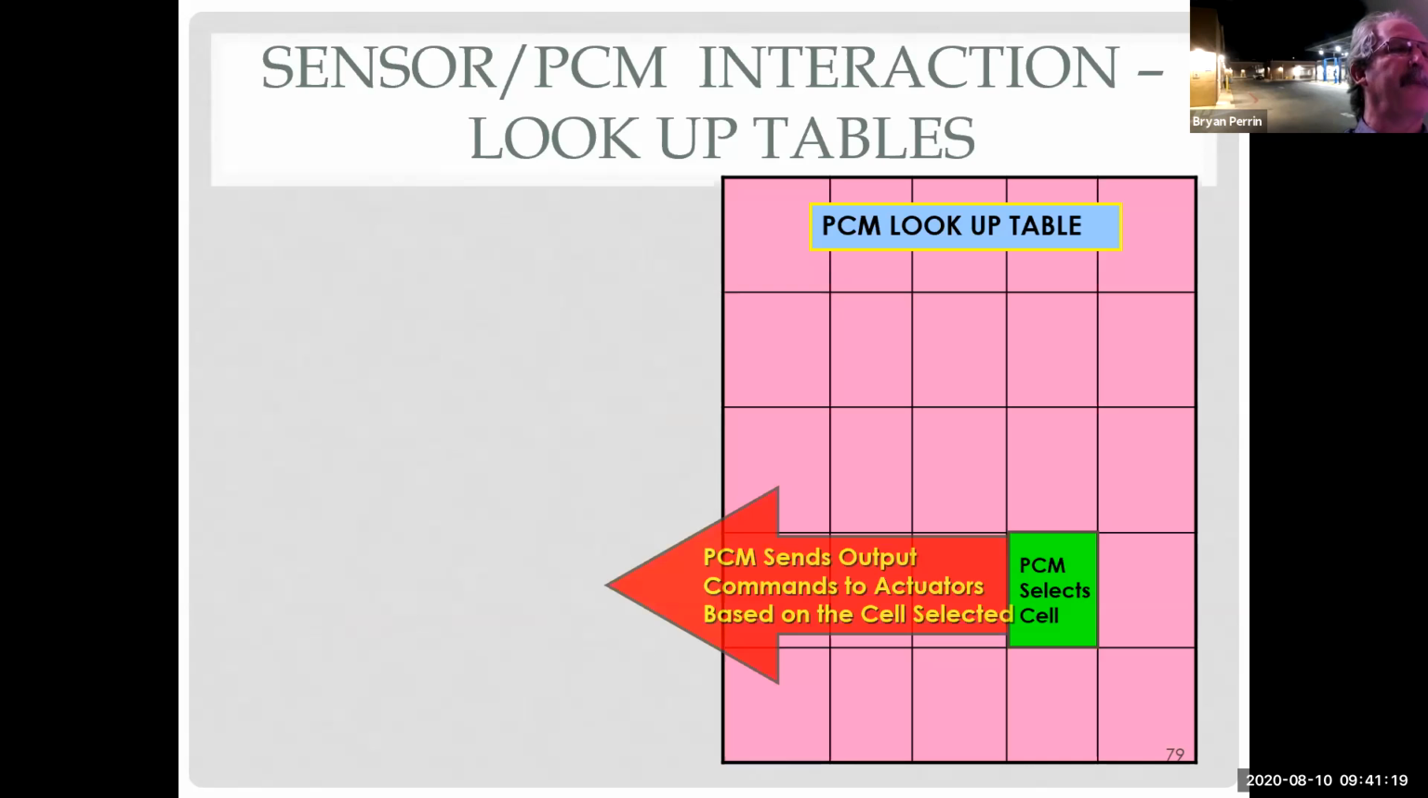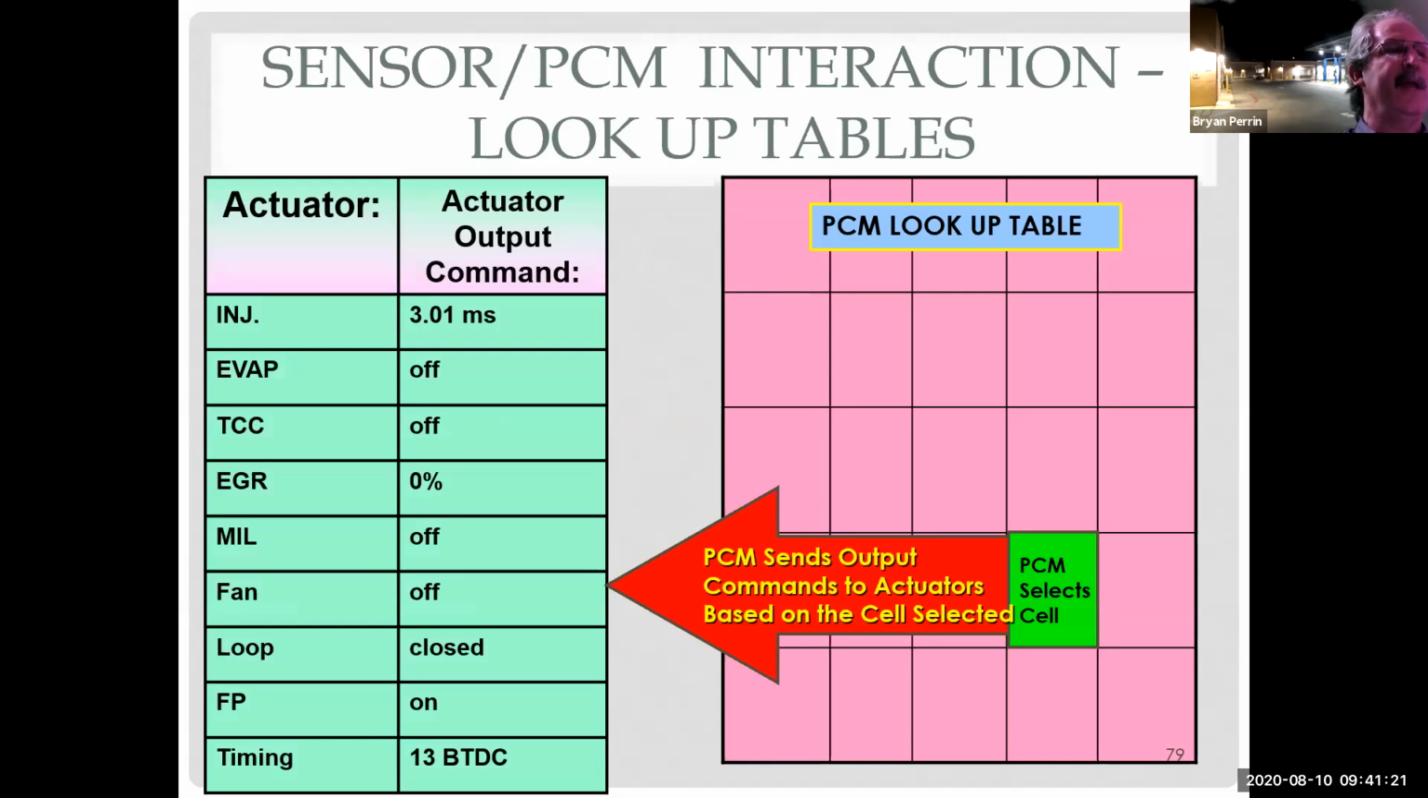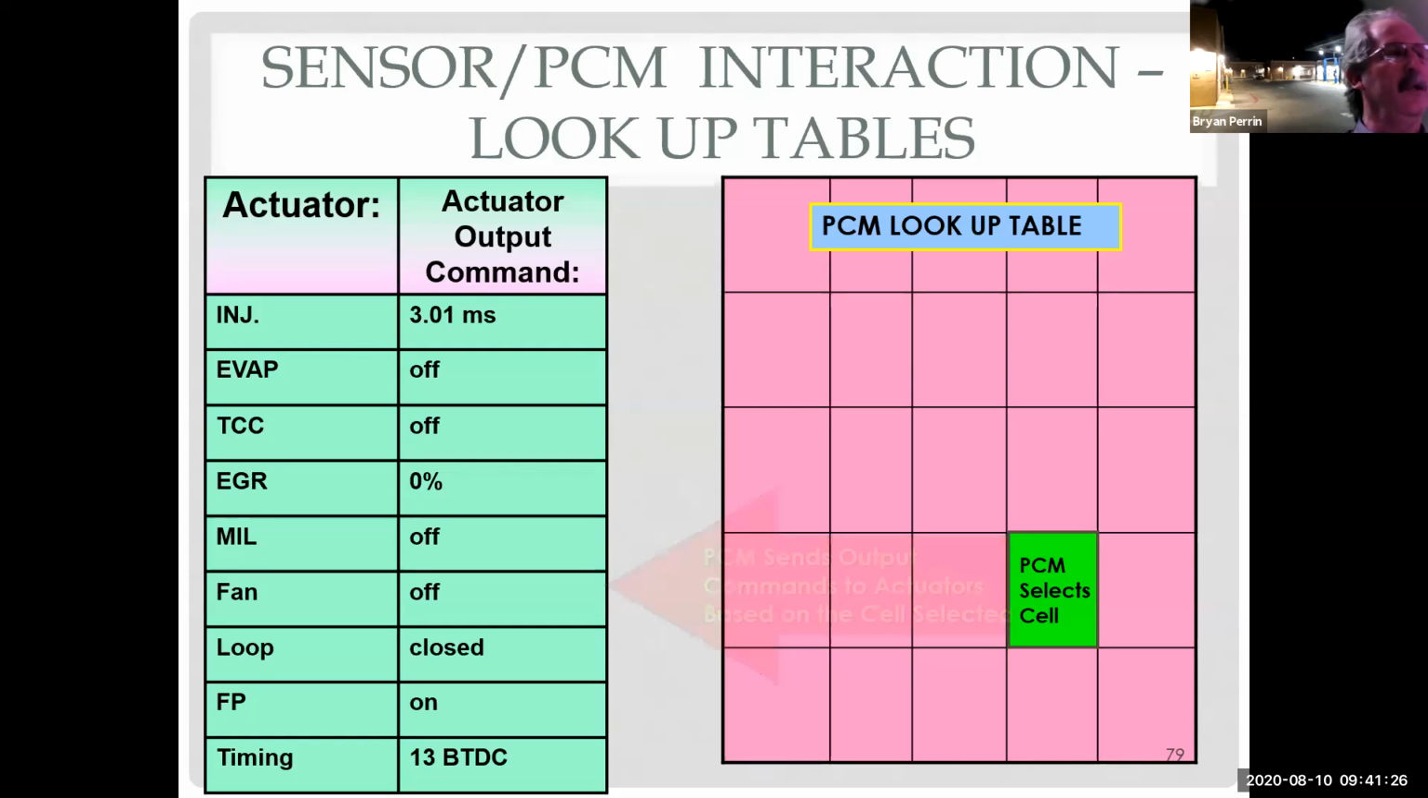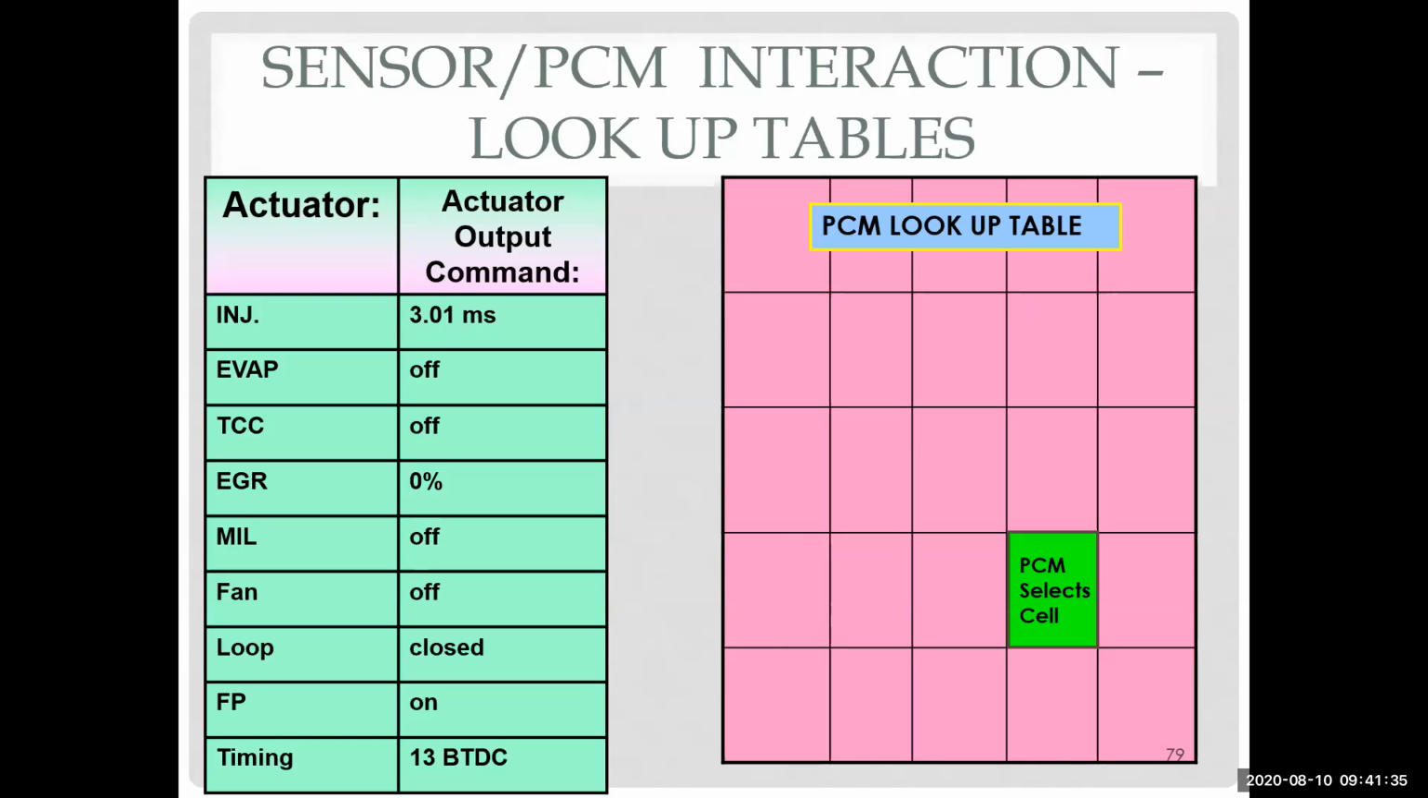So based on information, we ended up in this lookup cell based on our speed and load, and the PCM sends a command out to the computer and it says, hey, I want the injector for 3.01 milliseconds, fuel evaporation purge is off, torque converter is not locked up, I don't want any EGR, there's no reason to have the mill on. We don't need the fan right now. We're in closed loop, means we're looking at the O2 sensors. My fuel pump's on and my timing's at 13 degrees.